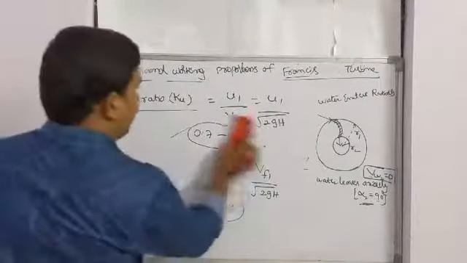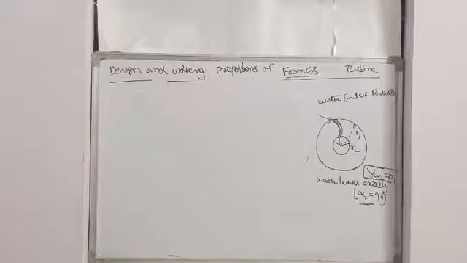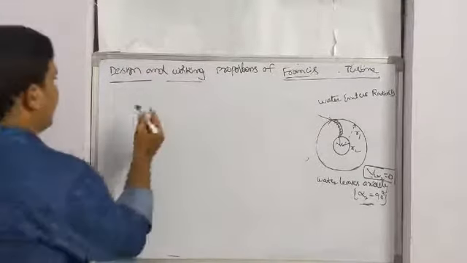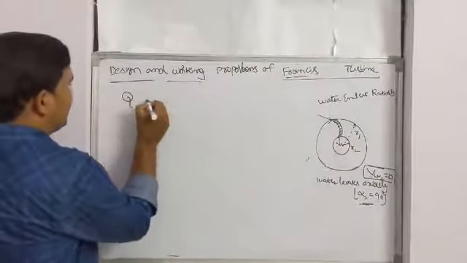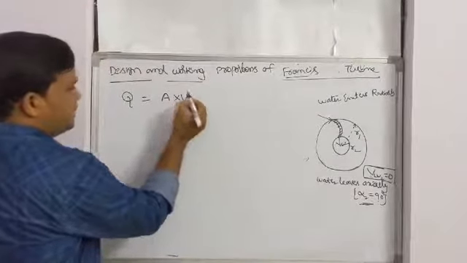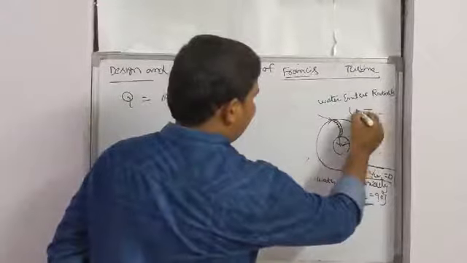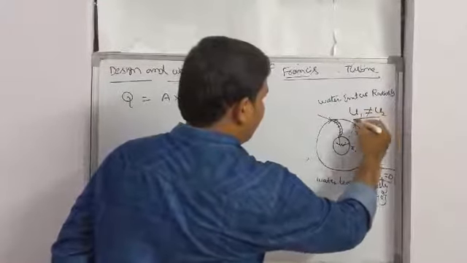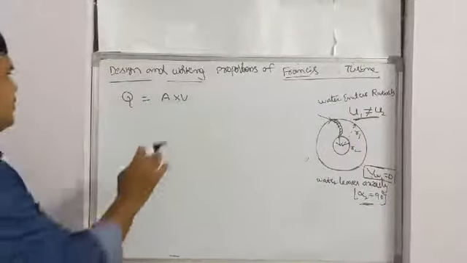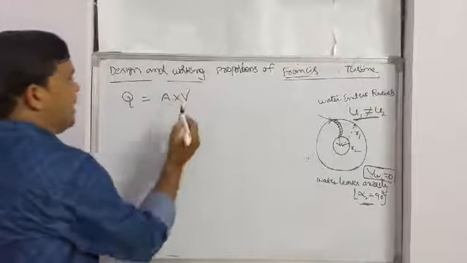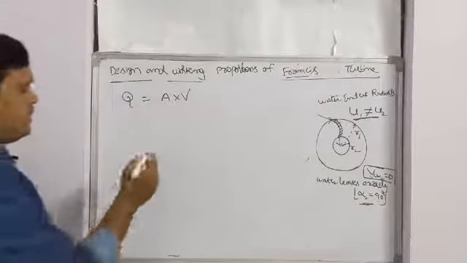So you know that according to the continuity equation, Q is equal to area into velocity. Discharge is equal to area into velocity. Please note that in a Francis turbine, U1 is not equal to U2. Please understand this. So area into velocity, here velocity we take as the absolute velocity.